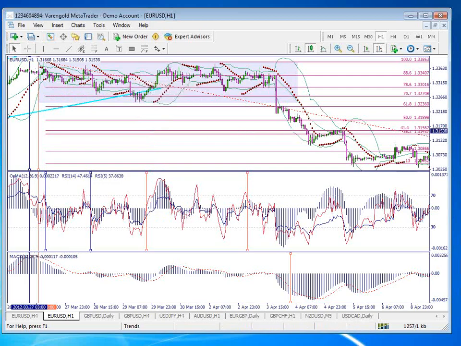So this is why I'm going from one time frame to another, to find the best period that is acceptable for my time, acceptable for my account, and acceptable for life. I don't have to stay glued to the computer all the time.